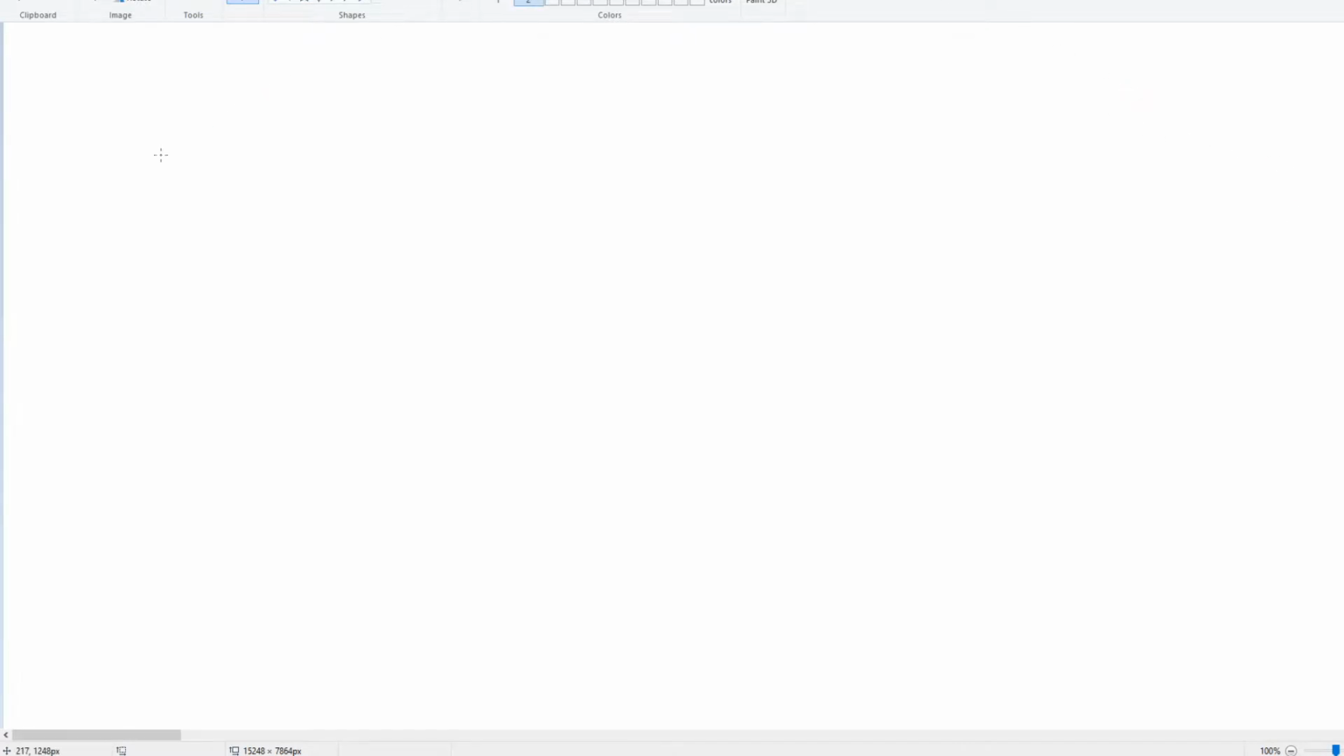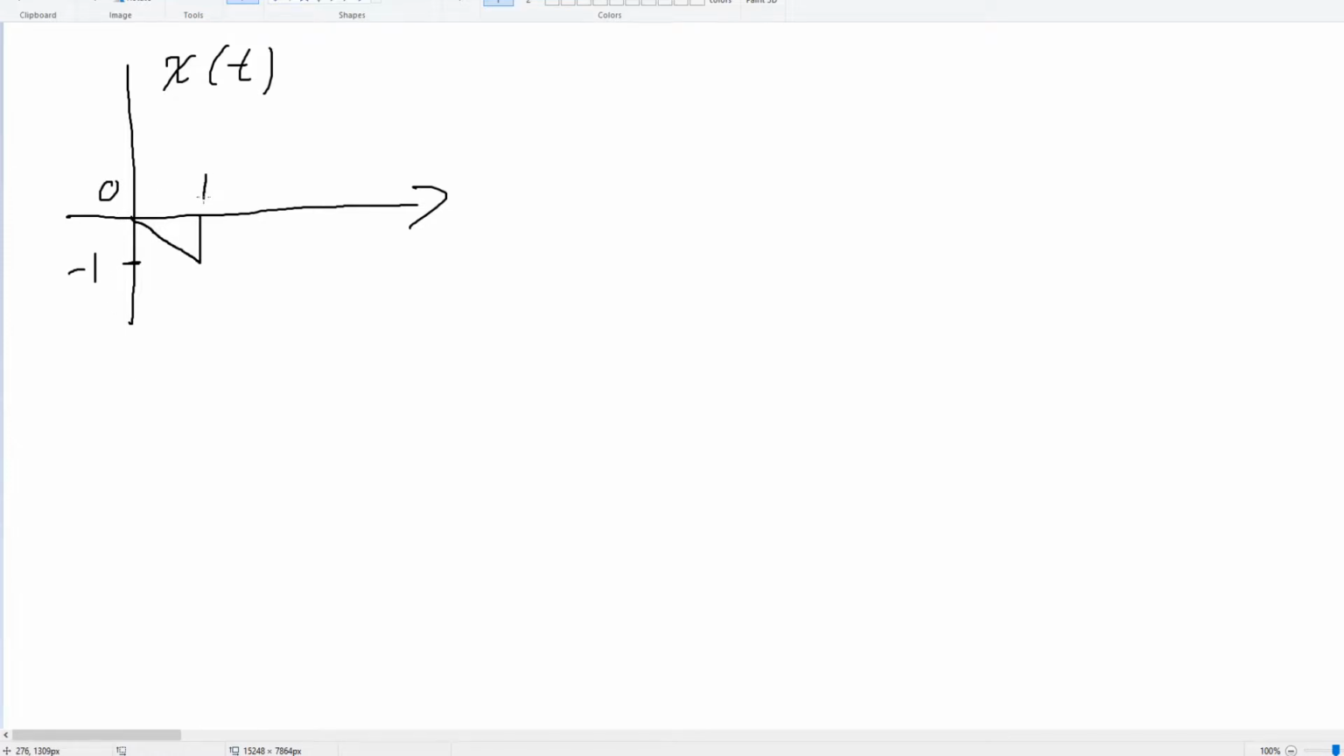So we have this graph right over here, and it's going to go down, right? This is going to go down to negative 1, and this is your x of t function. And this is from 0 to 1, all right?